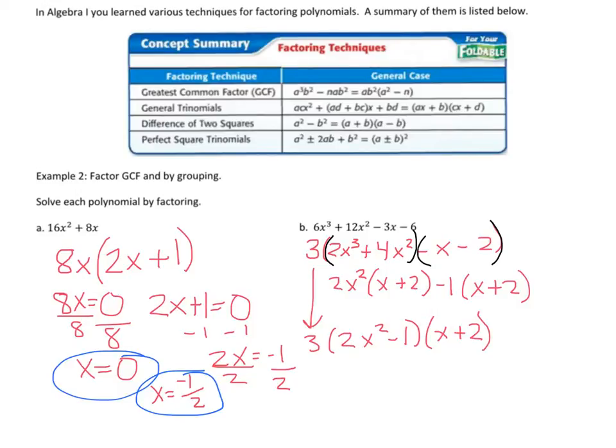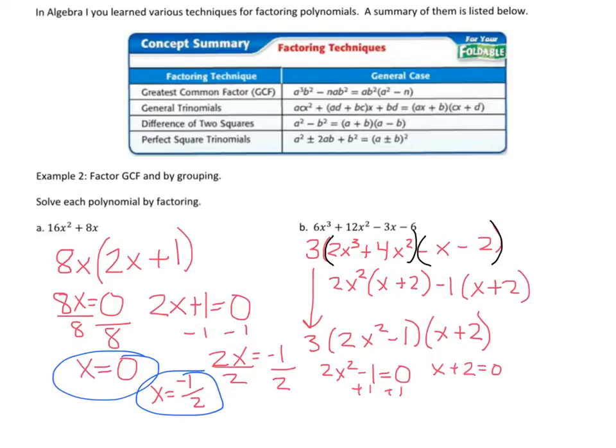And see that I kept the 3 with it because that still is part of what's been factored. So now I can set each of my factors equal to 0 and solve for x. Now it's not necessary to set the 3 equal to 0 because we know that 3 doesn't equal 0. So we'll go ahead and set the other two factors equal to 0. So we have 2x squared minus 1 equals 0, and x plus 2 is equal to 0.